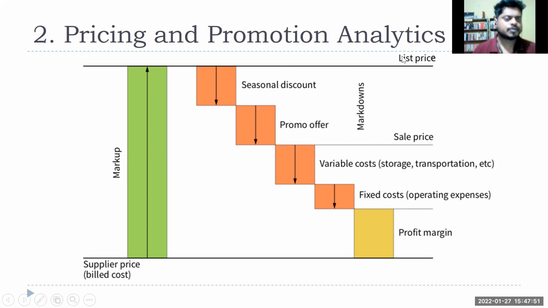So this is 2,000 rupees. On that I am giving 400 rupees seasonal discount, 200 rupees Republic Day offer. So this 600 becomes my markdown. So basically, I'm selling it at the sale price of how much? 2,000 minus 600 is 1,400 rupees.